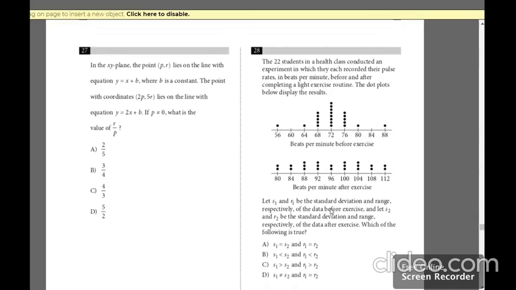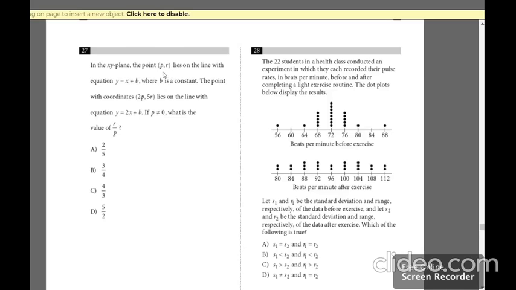Now moving on to question number 27 that we have. In the xy plane, the point P comma R lies on the line with equation y is equal to x plus b, where b is a constant. The point with coordinates 2P comma 5R lies on the same line. If p is not zero, what is the value of r by p?